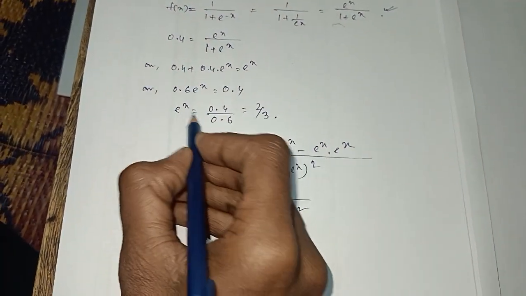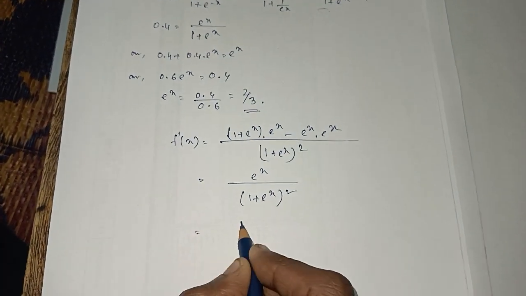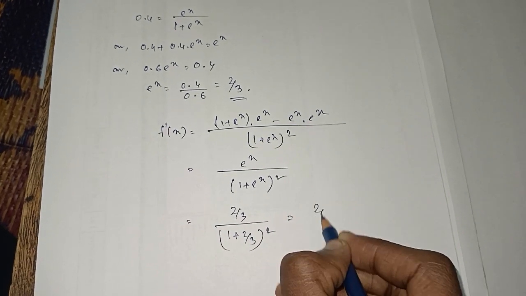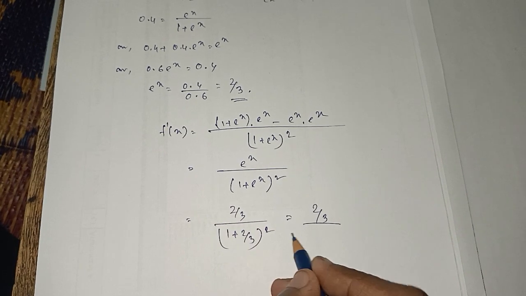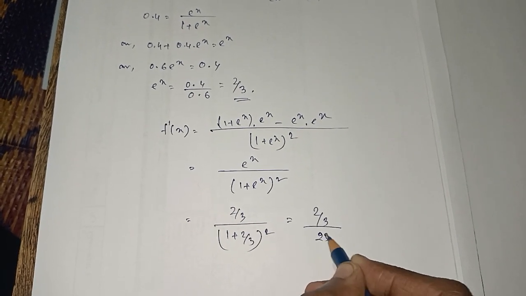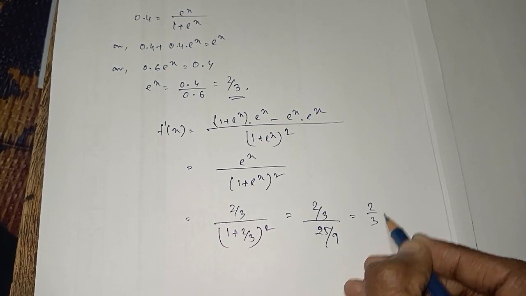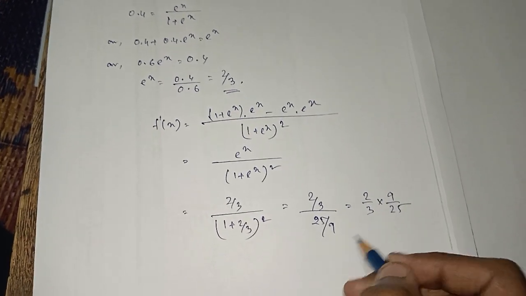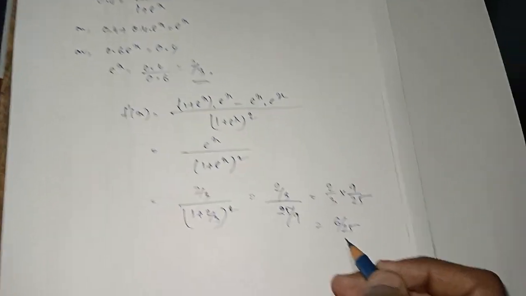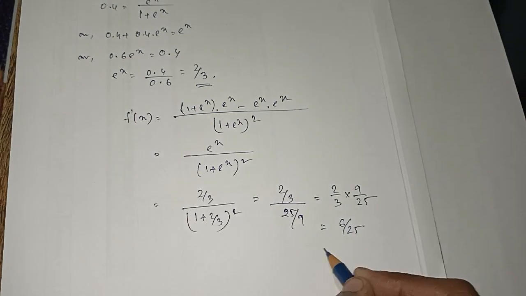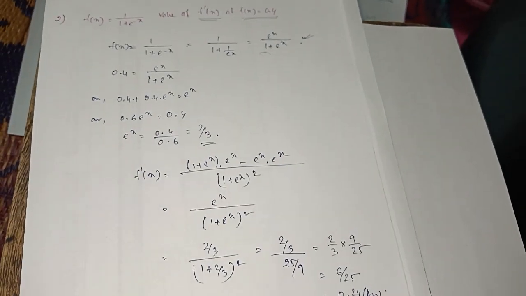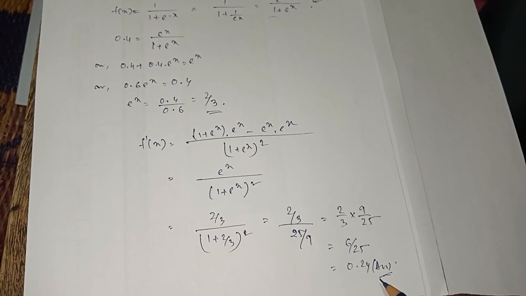So we get the value of e^x is 2 by 3. So we get 2 by 3 upon (1 plus 2 by 3) the whole square. So we get 2 by 3 upon 5 by 3 squared, which means 25 by 9. So we get 2 by 3 into 9 by 25. So we get 6 by 25. 6 by 25 means approximately 0.24. So the answer of the given question is 0.25.